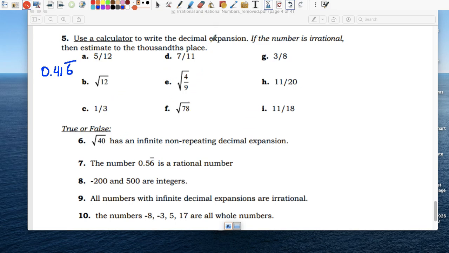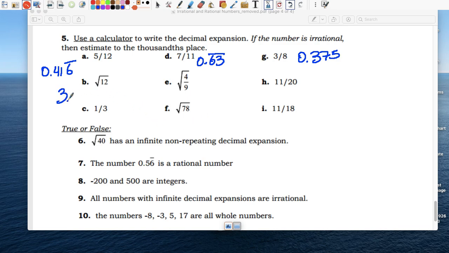Okay. 7 divided by 11. Now this one repeats as well, so it's 0.63 and 63. And who's repeating? The 63. 3 over 8 becomes, that one is nice, it ends. 0.375.